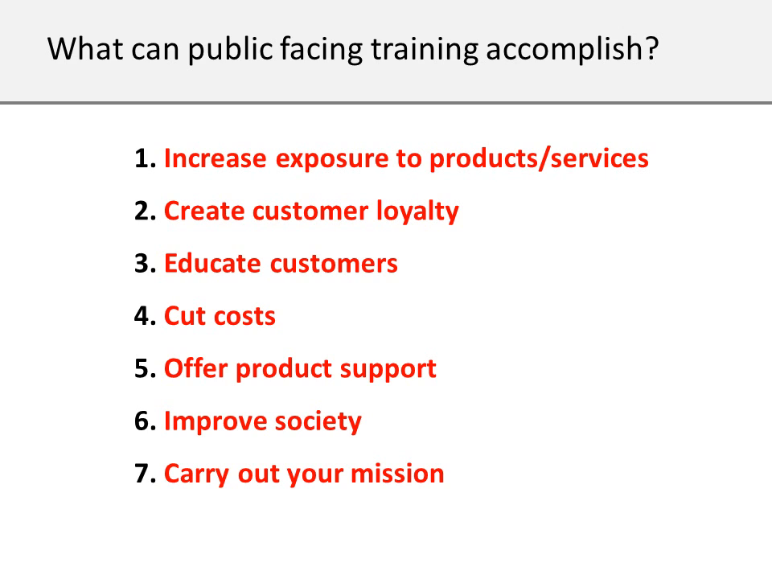So here's a list of 7 things public-facing training can do. We've gone over some of the things in the case studies that we've presented here. What an organization can accomplish with public-facing training depends on its industry sector and its goals. Now, we've covered a lot of these, but not everything. One of the things that public-facing training can do that we didn't get into too much was cut costs.